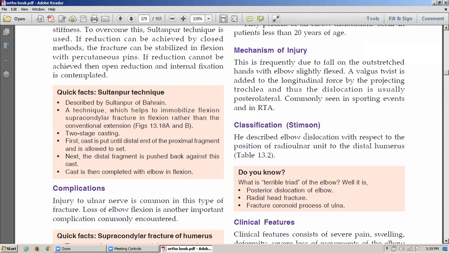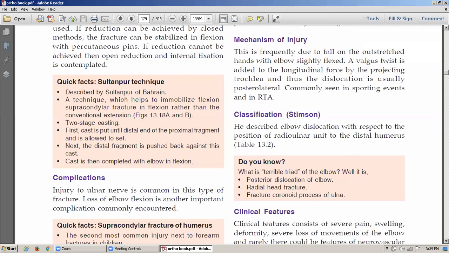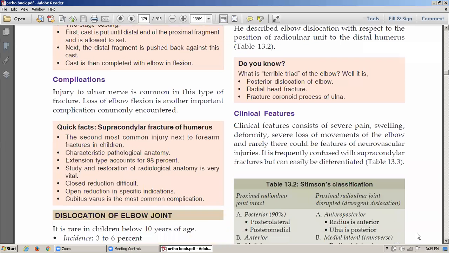Classification by Smithson: he described the elbow dislocation with respect to the position of the radioulnar unit to the distal humerus. So this is the terrible triad of the elbow, that is posterior dislocation of the elbow, fracture of the radial head, and fracture of the coronoid process of the ulna.